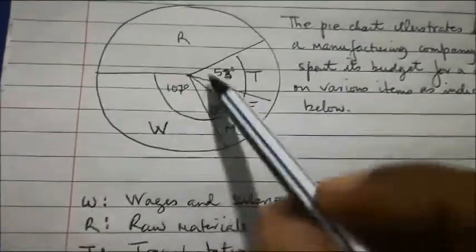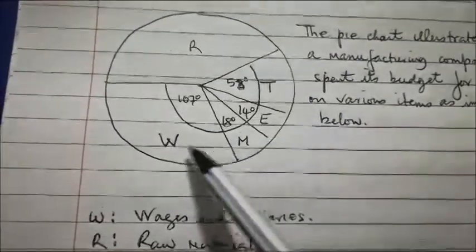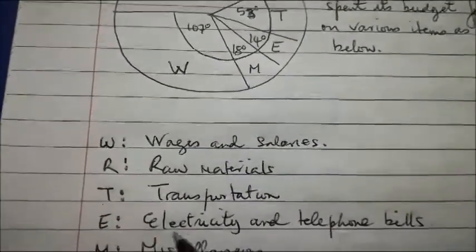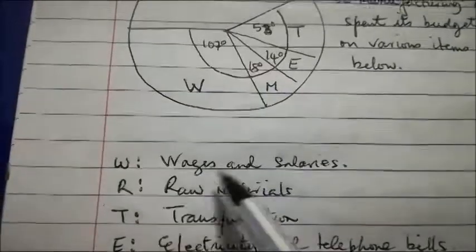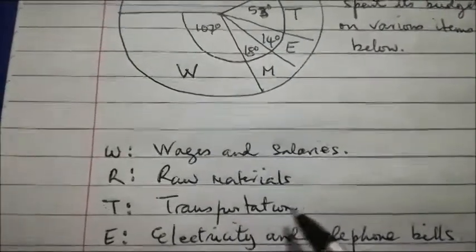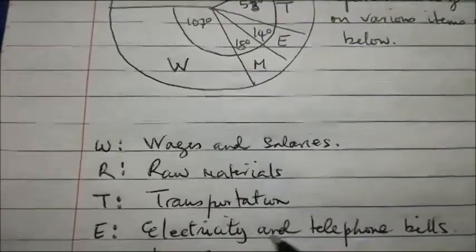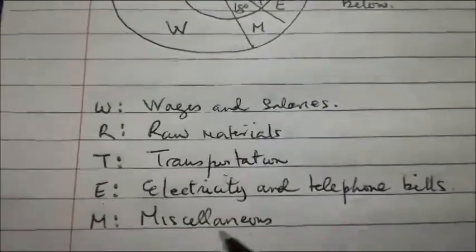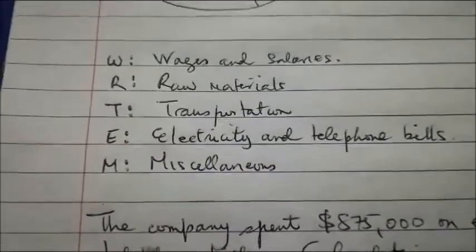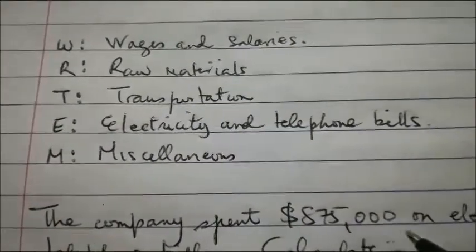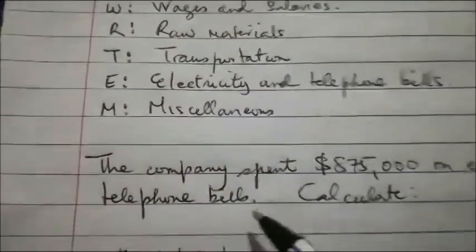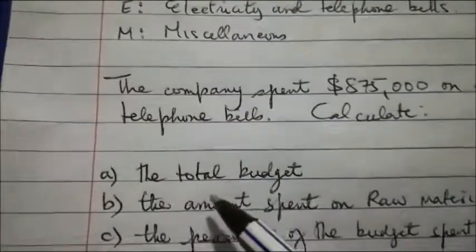So each of the letters in this pie chart represents items on which money has been spent, right? So we have W for wages and salaries, R for raw materials, T for transportation, and E for electricity and telephone bills. And of course, M is for miscellaneous, right? Now the company spent $875,000 on electricity and telephone bills.